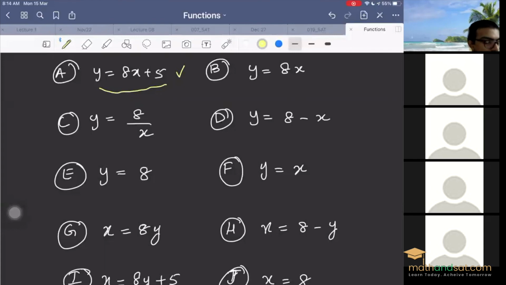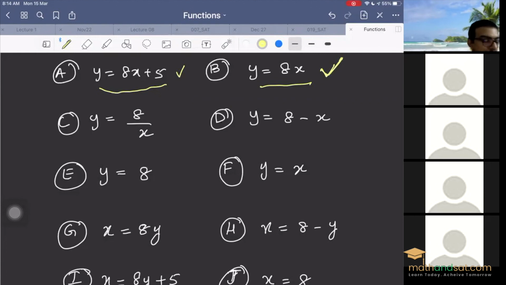The second one, does that represent a linear function? Yes, right? You can have a constant, you may not have a constant, then that's fine. This represents a linear function.